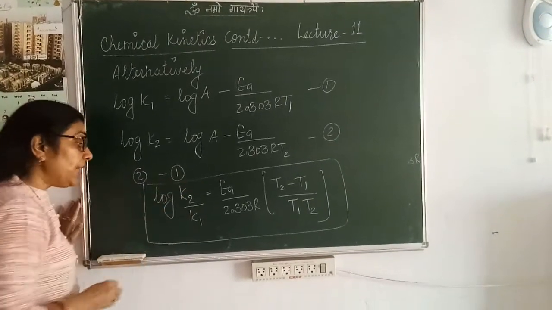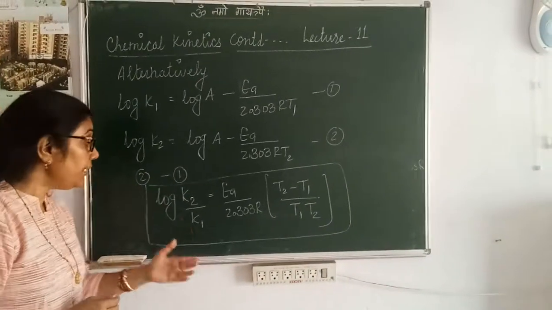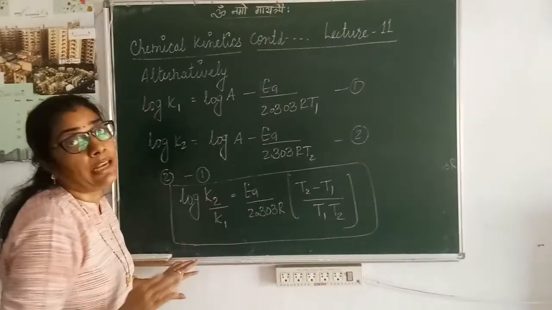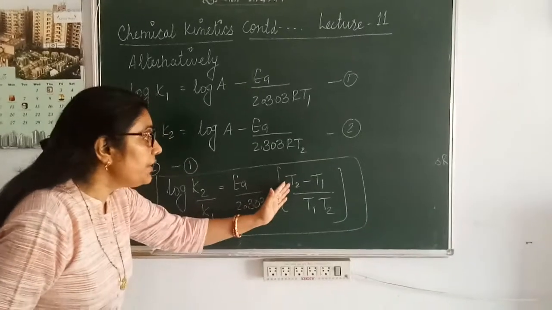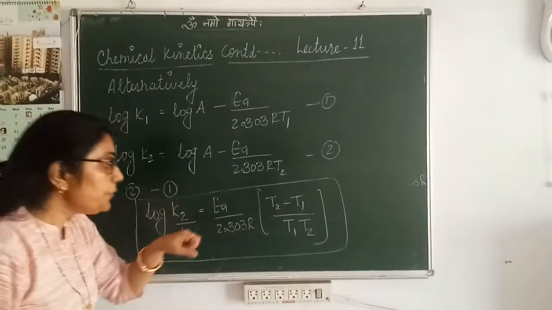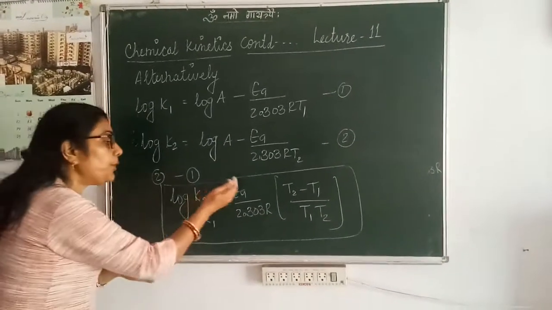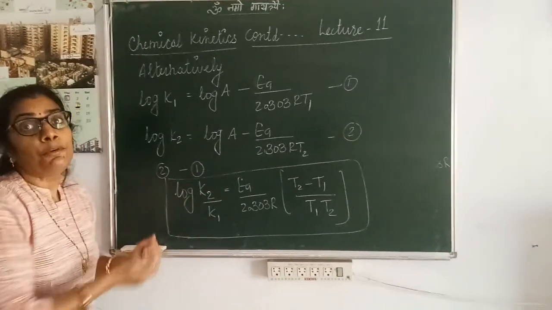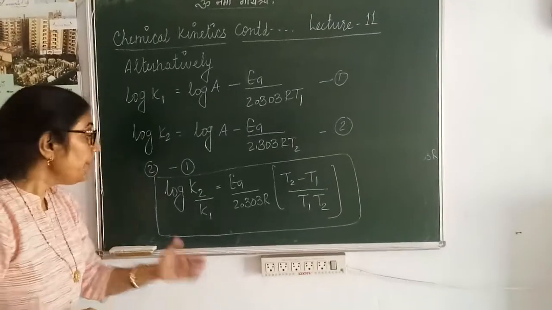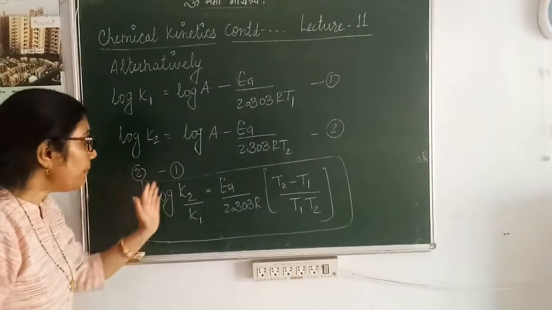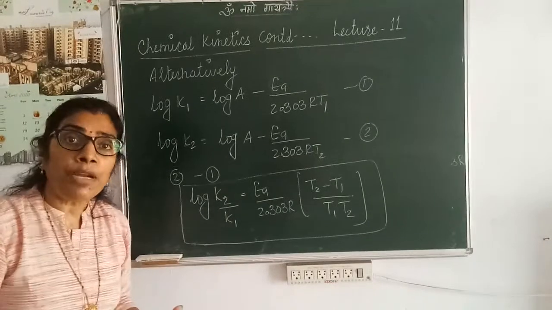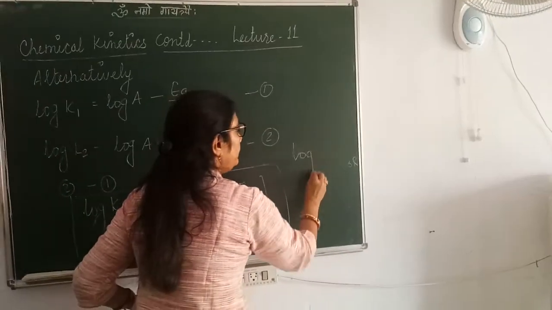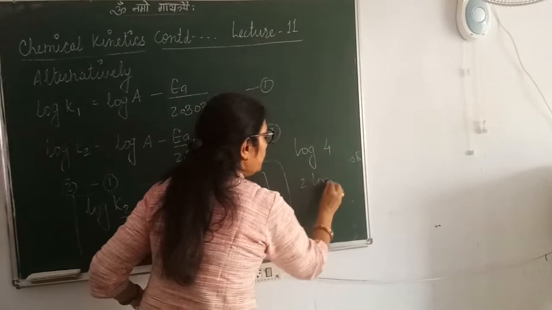Now if a question says for a chemical reaction the rate becomes doubled from 290 to 300 Kelvin. So here it is 290, this is 300 Kelvin, R is known, 8.314. Can you calculate activation energy or not? When it is doubled, then this will become log 2, that is 0.3010. If it is tripled, this will become log 3. If it is quadrupled, that means log 4, and log 4 can also be written as 2 log 2.